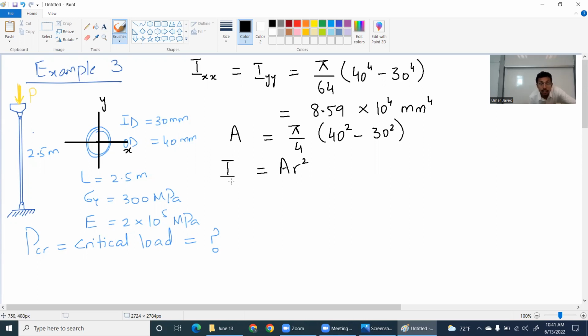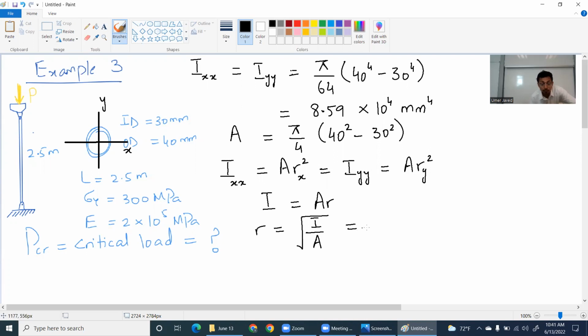Now, Ixx is equal to Iyy is equal to A Ry square, right? Now, Ixx is equal to Iyy, so there is no need to get worried right now. And R will come out to be square root of I by A. Now, quick question for everyone. What was the rule? If you have moment of inertia of x and y that are not equal to each other, we select the one that is lower. And subsequently, we also select the radius of gyration that is lower.